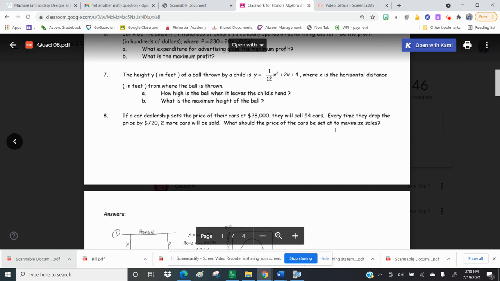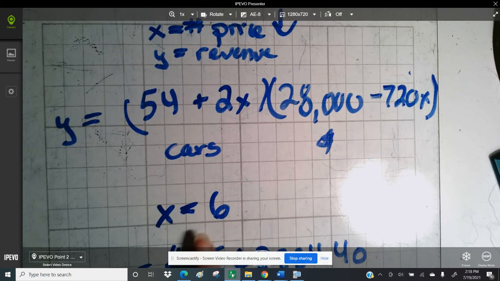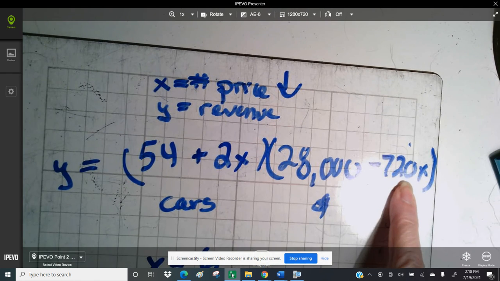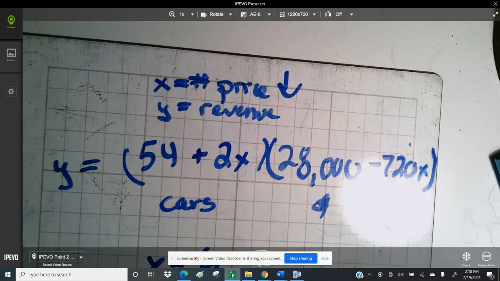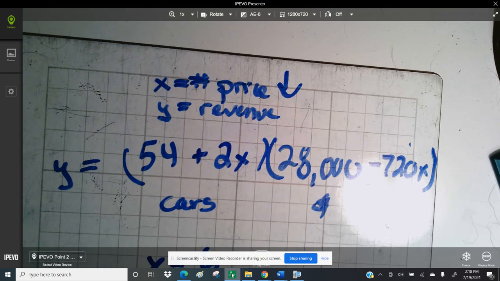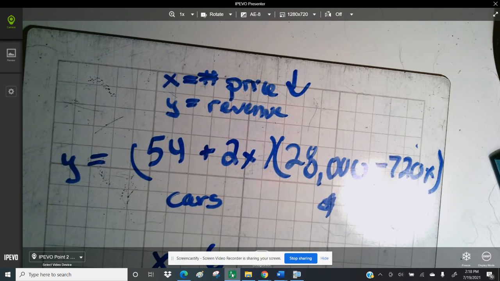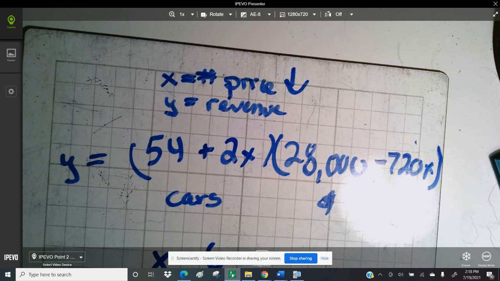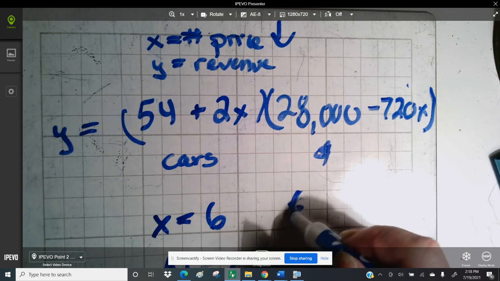They said, what should the price of the cars be set at? Well, I'm going to do 6 price changes because my X was 6. But remember, every change was $720. I'm sorry, my price decreases. So 720 times 6 is $4,320. That's how much I'm going to decrease my car price by. So 28,000 minus 4,320.